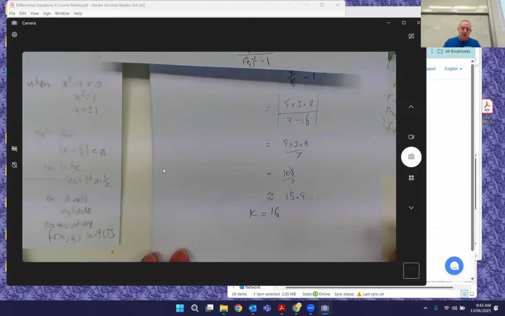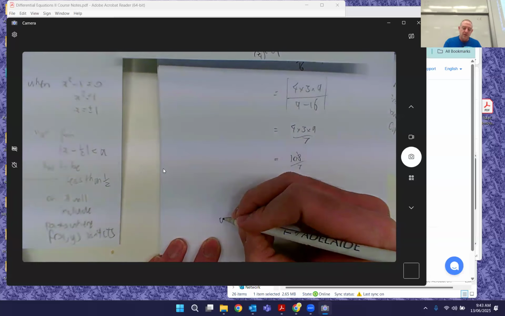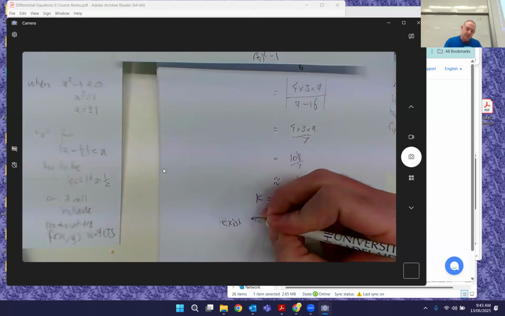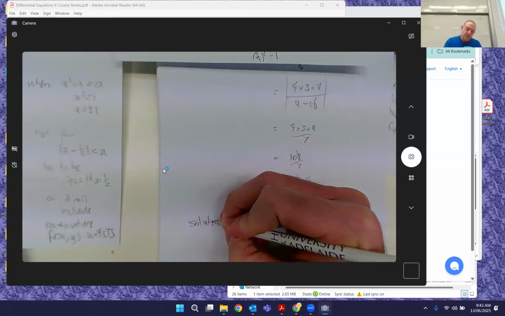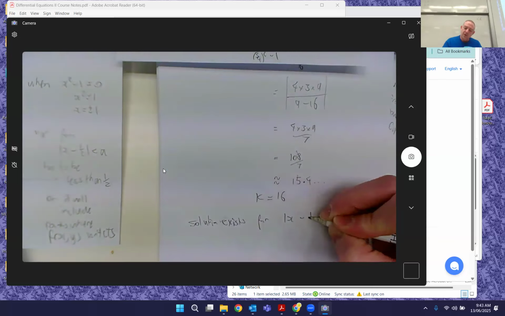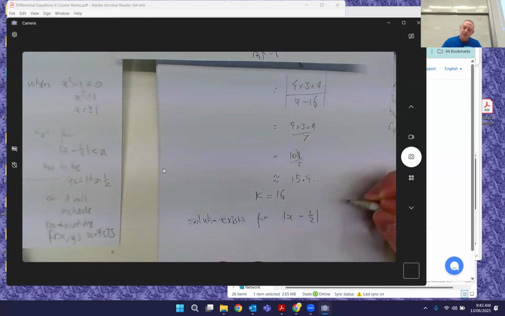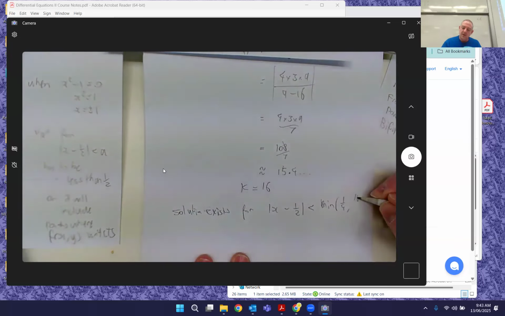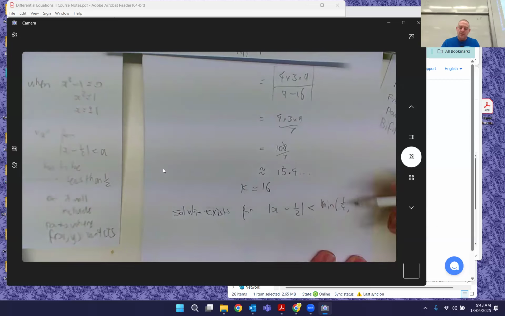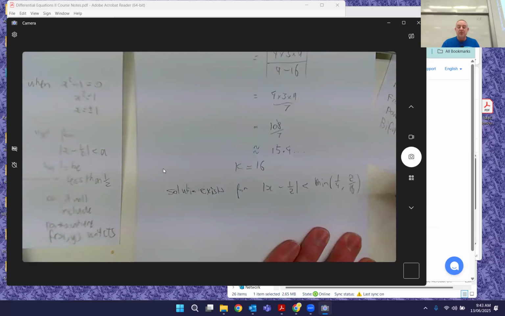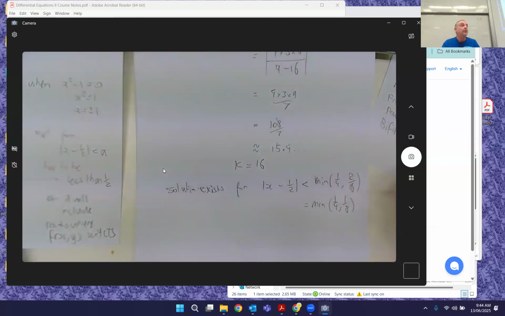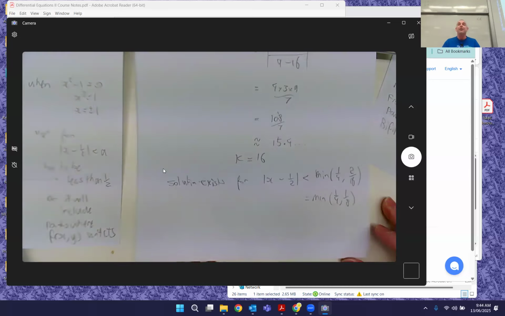And so therefore my existing solution exists for x minus a half being less than both the minimum of 1/4 and 2 on 16, and it's b on k, isn't it? 2 on 16, which actually turns out to be narrower than we expected. So that's the minimum of 1/4 and 1/8. So it's actually 1/8. We did get it narrower after all. Wow, I did not expect that.